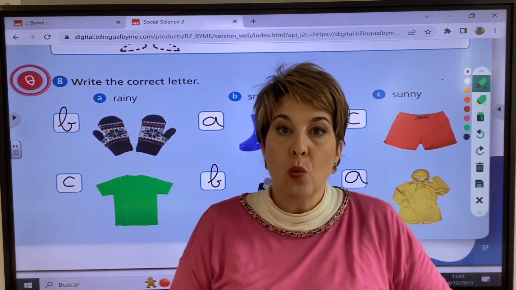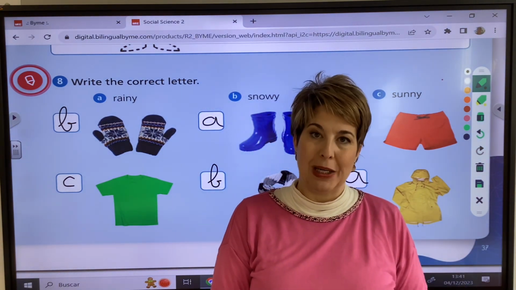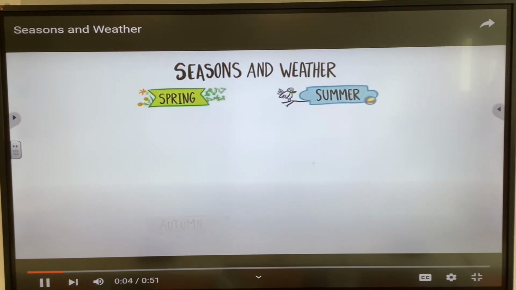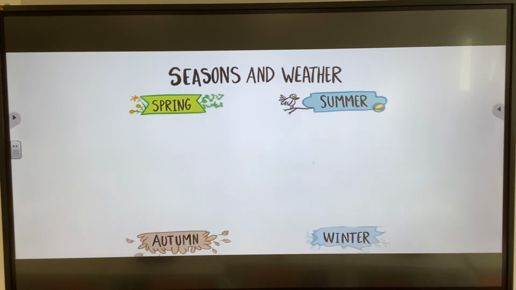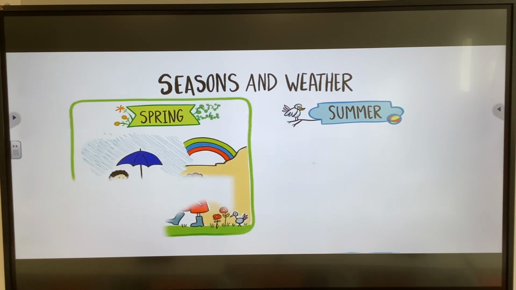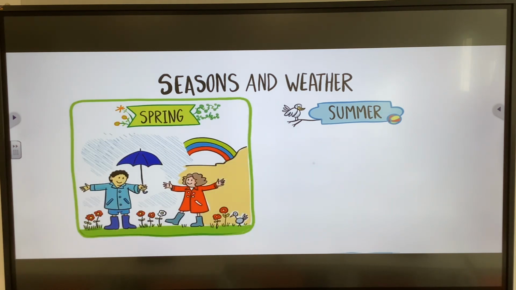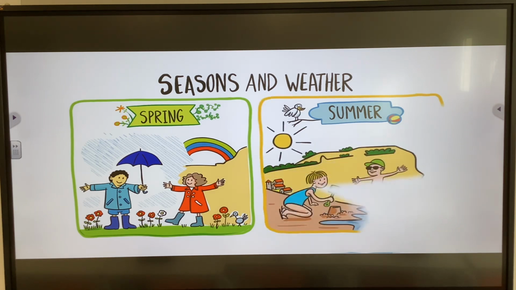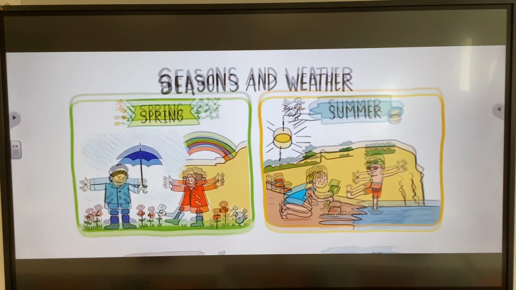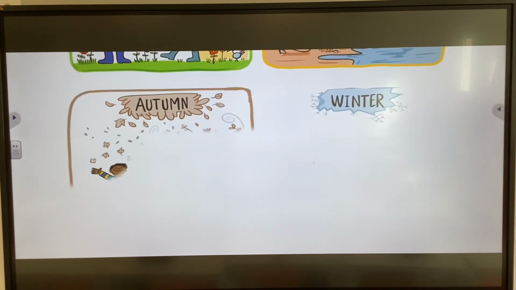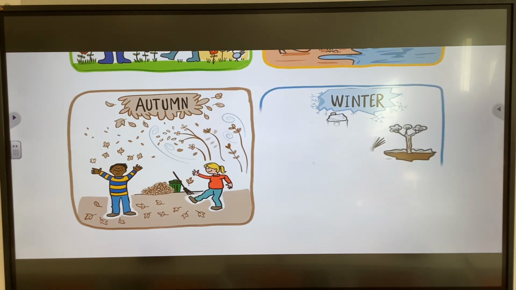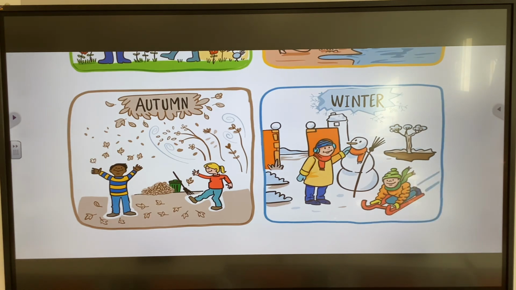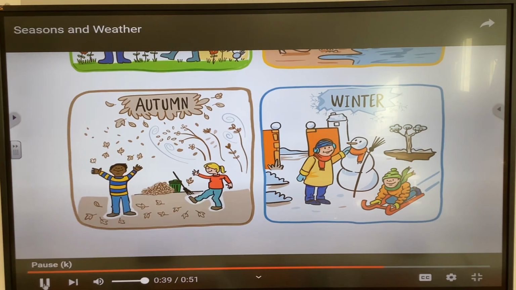And now we are going to watch the summary of the unit. There are 4 seasons in a year, and in each season the weather is different. In spring, it rains a lot and plants can grow and flower. In summer, it is hot and we go to the beach. In autumn, it is windy. The trees lose their leaves. In winter, it is cold and sometimes it snows. It is time to make snowmen and play with the sledge.